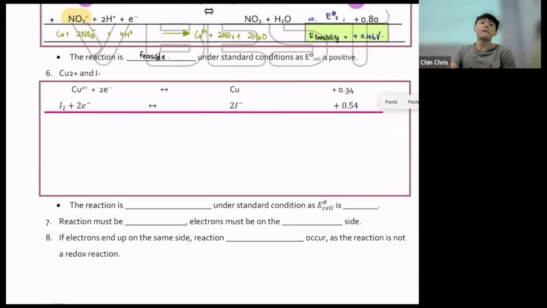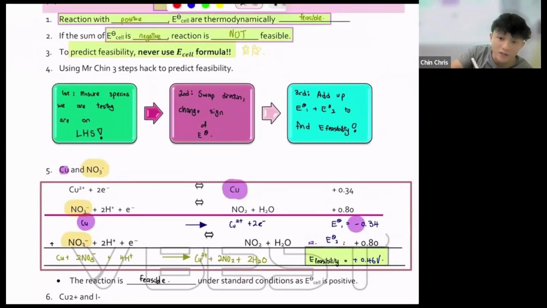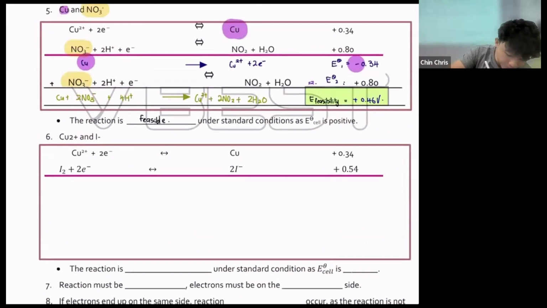All right, guys, what is my first step? Refer to the steps. Ensure the species we are testing is on the left-hand side. What are we testing? If you cannot see it, you can take a highlighter to highlight it. Cu2+ is here. I- is here.